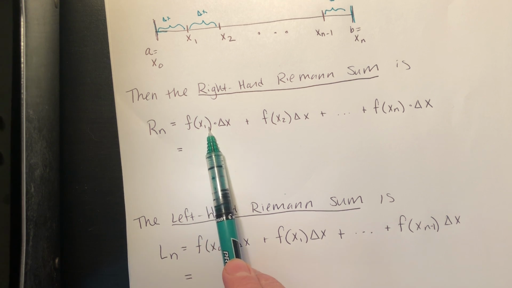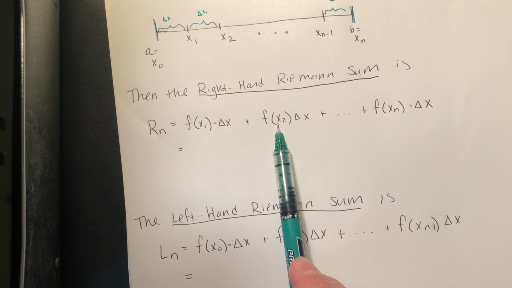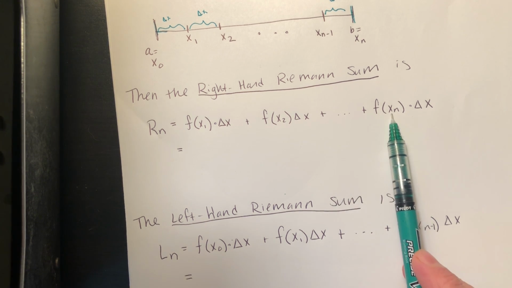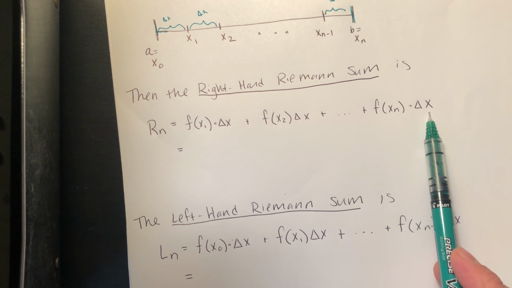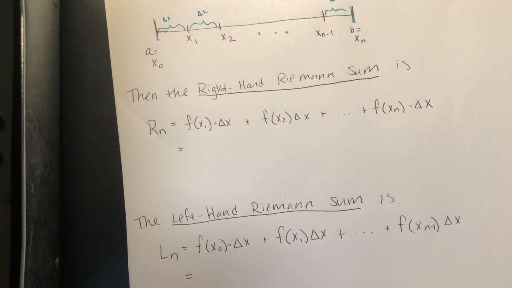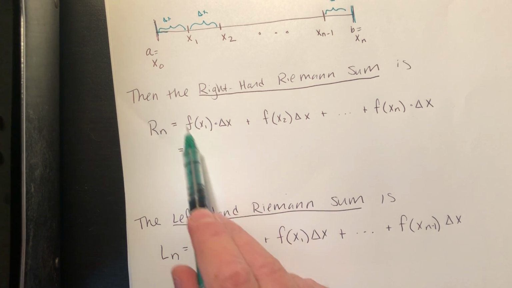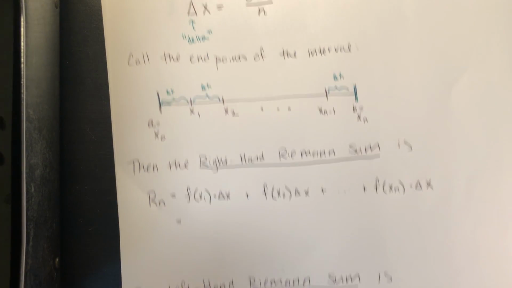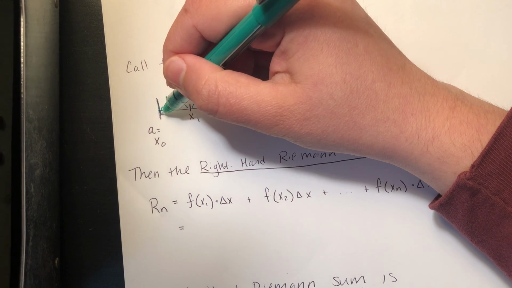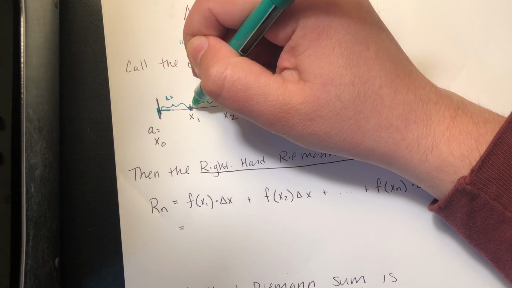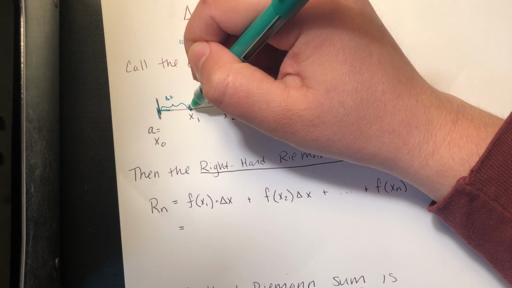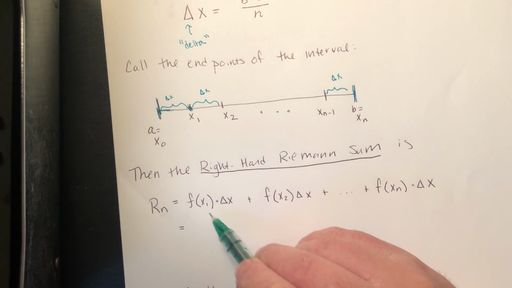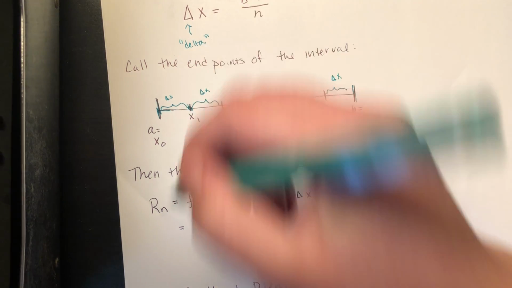It's given by f of x1 times delta x plus f of x2 times delta x plus f of x3, as far as you need to go up until you get to the very last endpoint, f of xn times delta x. Just to be clear what each of these represents, this represents the area of a rectangle given by the right endpoint of that interval. So if this is your first subinterval from a, x0 to x1, then this is saying your first rectangle is going to have a height that depends on f of x1, the output of the function at x1. Then we need to multiply that by delta x, which is the base of the rectangle.